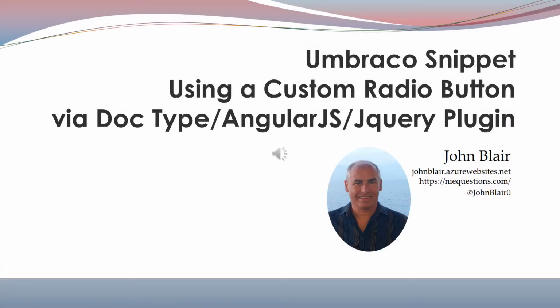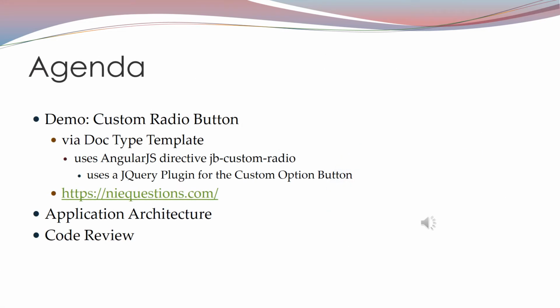This is an Umbraco snippet for using a custom radio button. The agenda for this snippet is we'll take a look at a demo Umbraco application that uses a custom radio button. It uses it via a doctype template that pulls in an AngularJS directive. That directive itself uses a jQuery plugin that provides the custom option button.